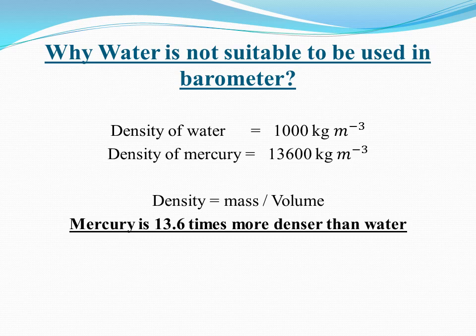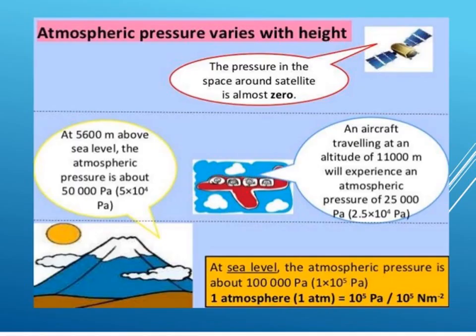It means if we take water which is less denser, then it will take more space. That's why water is not suitable to be used in barometer. But if we use water in barometer, then length of the tube should be 10.34 meter instead of 1 meter.